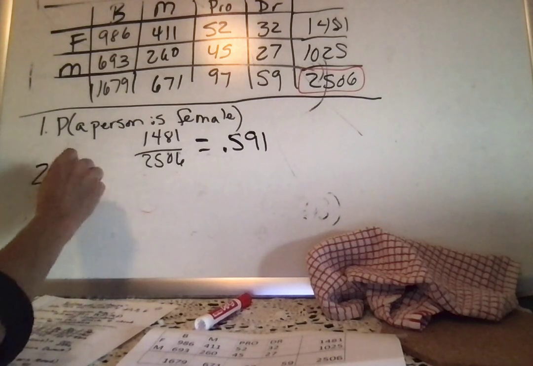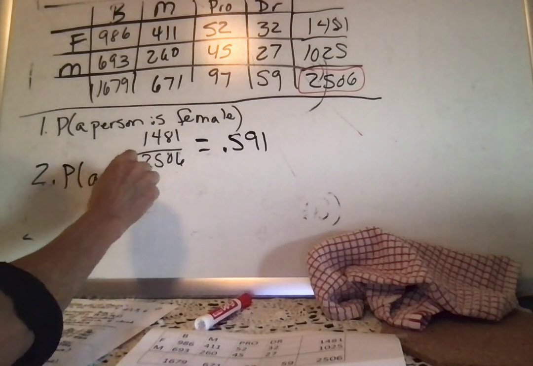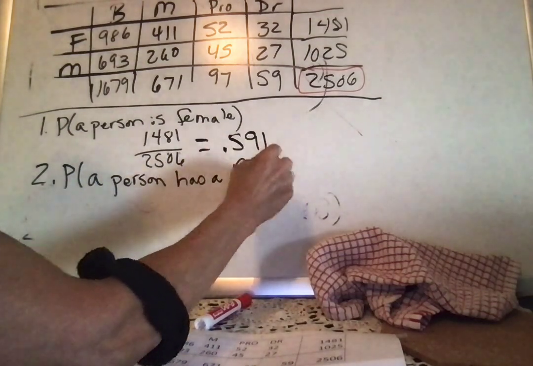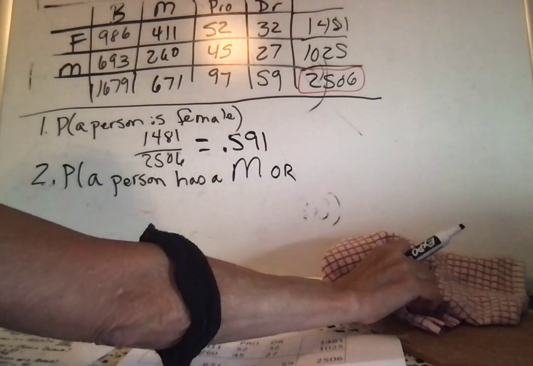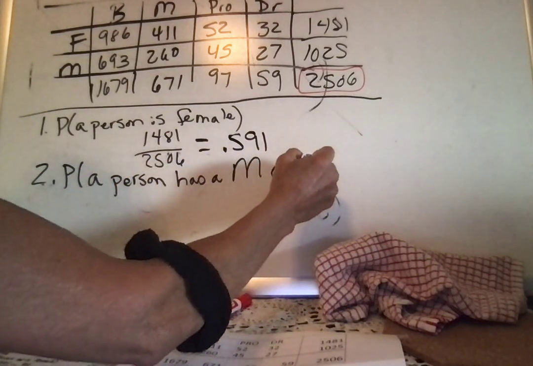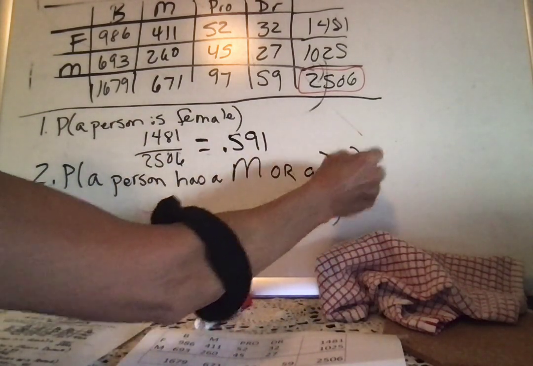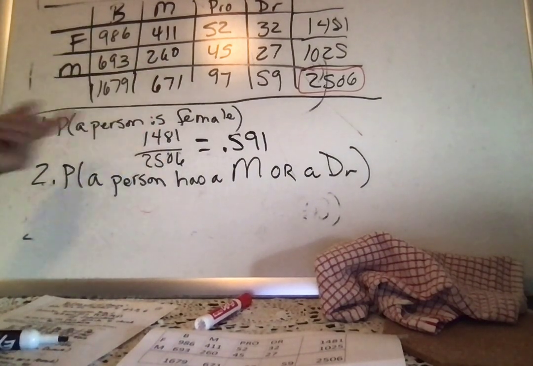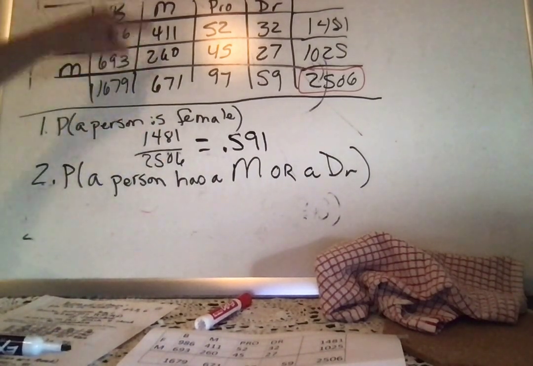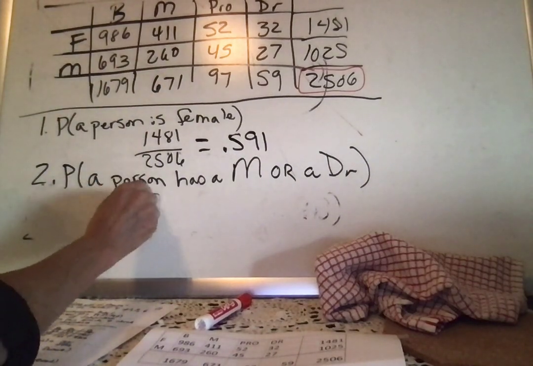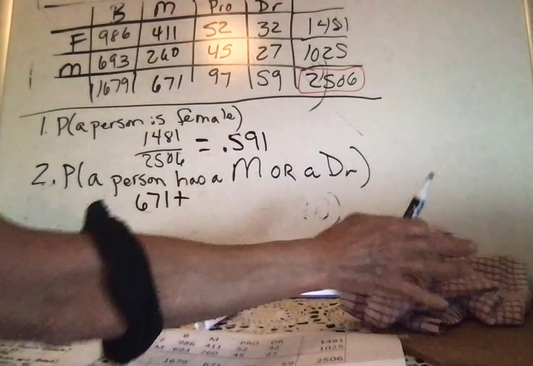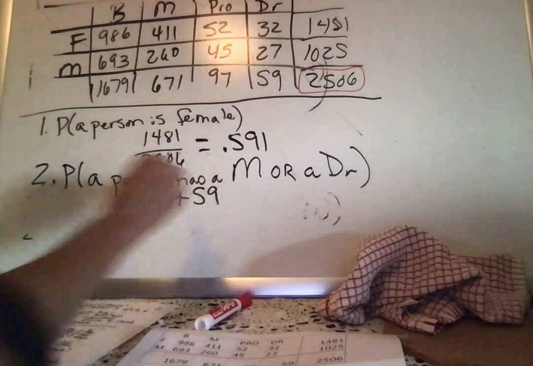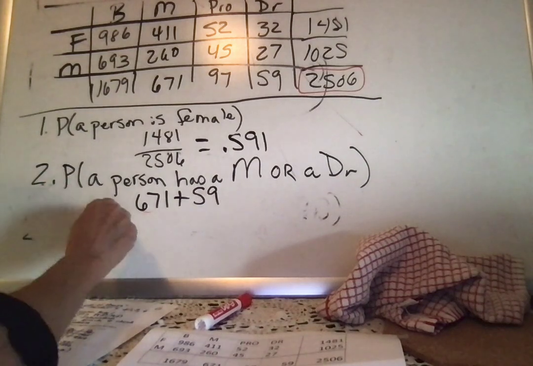What's the probability a person has a master's or a doctorate? Okay, so here are my masters. So I don't care about their gender, right? I just want them to have a master's. I have 671 that have their masters, and then doctorate, I guess I have 59. And again, there is no double counting on there.